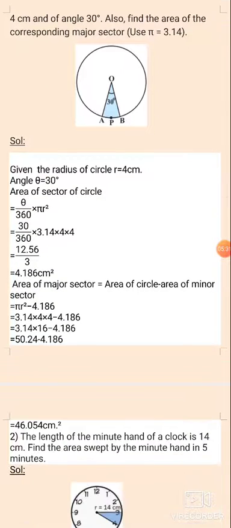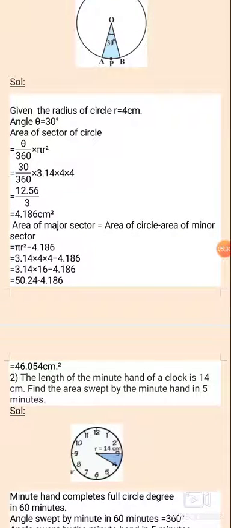Okay. Now the next question, simple one and also important one, because it is a board exam question. The length of the minute hand of a clock is 14 centimeter. Find the area swept by the minute hand in 5 minutes. Listen carefully in this figure. The radius is the length of the minute hand. And we need to find out the area swept by the minute hand in 5 minutes. So, if it is in 5 minutes, what is the shape of that figure? It is a sector.